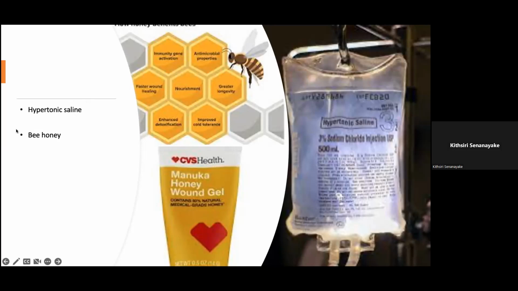And also, we can use bee honey, and a very commonly used one is Manuka honey, right? Again, I have used bee honey in chronic wounds. The problem is that bee honey sometimes has botulinum toxin. So if you use bee honey, you need to use it after gamma irradiation. In our research, we have found that it is very effective, and also very effective against MRSA bacteria in diabetic wounds.